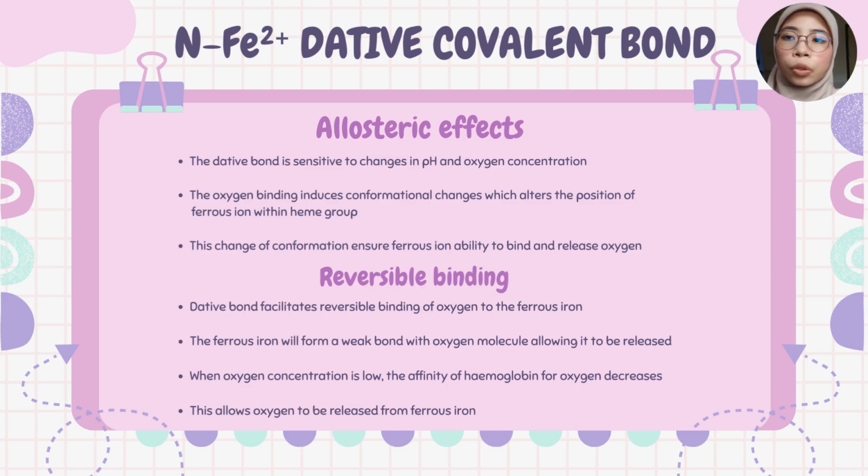The dative covalent bond also influences allosteric effects because the dative bond is sensitive to changes in pH and oxygen concentration. It will induce conformational changes which alter the position of the ferrous ion within the heme group, and this will allow oxygen to be released. Next, the dative covalent bond also facilitates reversible binding of oxygen to the ferrous ion, because the ferrous ion will form a weak bond with the oxygen molecule, and it will allow oxygen to be released.